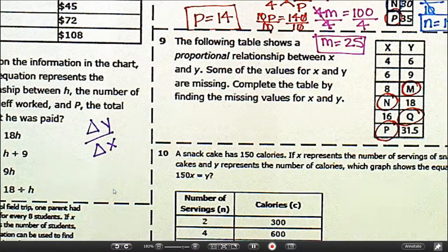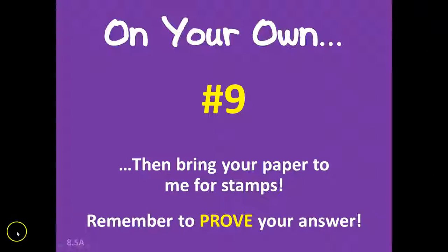If you need to do your work on your next page in your journal, that's fine. Just label it so that you know what that is, and bring it with you when you come up to get a stamp for number 9. So your job right now is to complete number 9, all 4 parts, bring it to me for a stamp, and then we're going to move on after that. So please pause the video now.